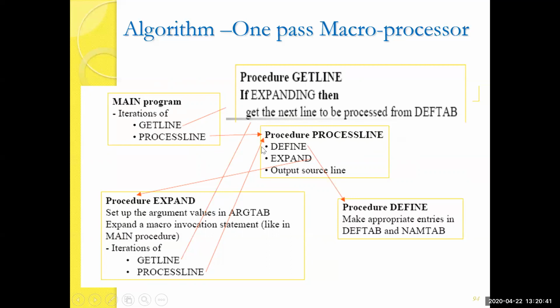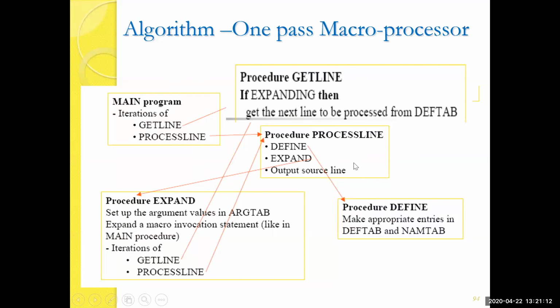If the opcode neither indicates a macro directive nor a macro name that is present in the name table, then it simply places the line to the expanded file without further processing. The function of the define procedure, as I mentioned earlier, is to make entries into the definition table and name table for saving the macro definition and the macro name.